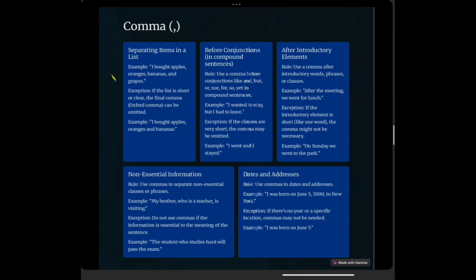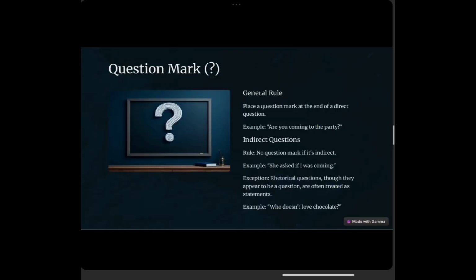We use commas for dates and addresses. Example, "I was born on June 5, 2000, in New York." The comma is really essential as it helps separate parts of a sentence and makes it easy for the reader to understand. Next up is the question mark.